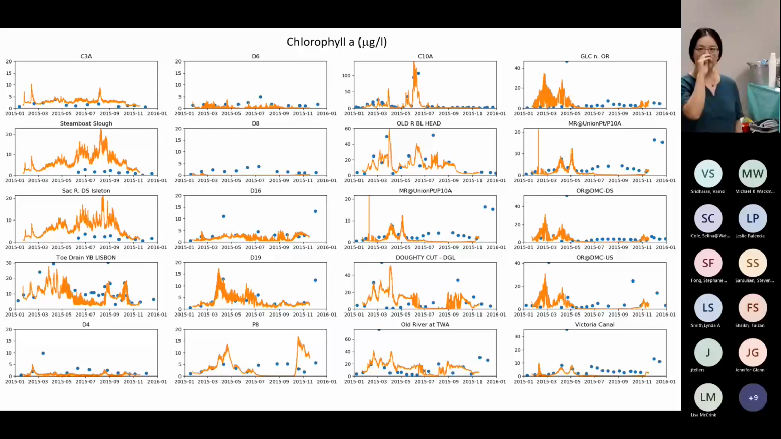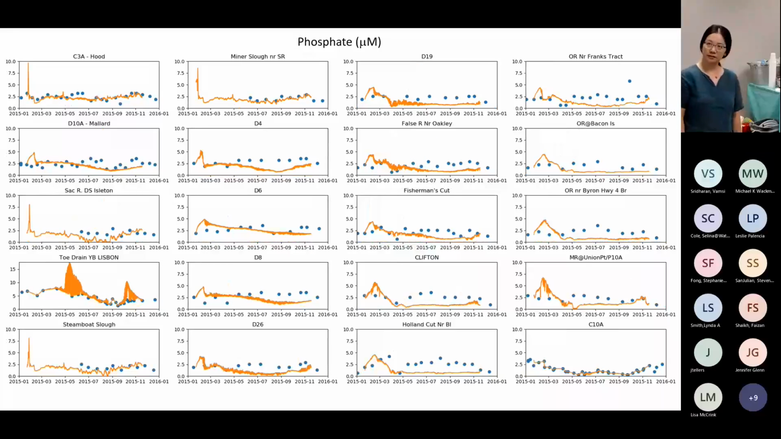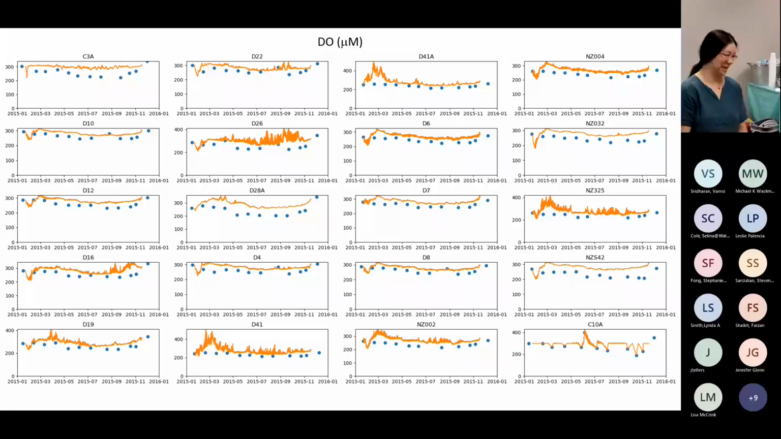So next, and that's phosphate. Phosphate doesn't change very much, and then the DO again doesn't have too much of a variation.